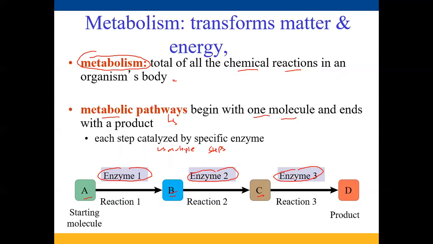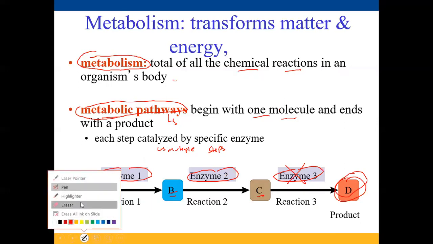Really common AP test questions would be, well, what if enzyme 3 is denatured or mutated, so it's not functioning? Would you ever get this product D? The answer would be no, just because that enzyme is no longer functioning. You would still get a high concentration of C. Regardless, you just want to understand what a metabolic pathway is. It just means you're starting with one molecule, you're ending with a different product, and it takes multiple steps to get there.